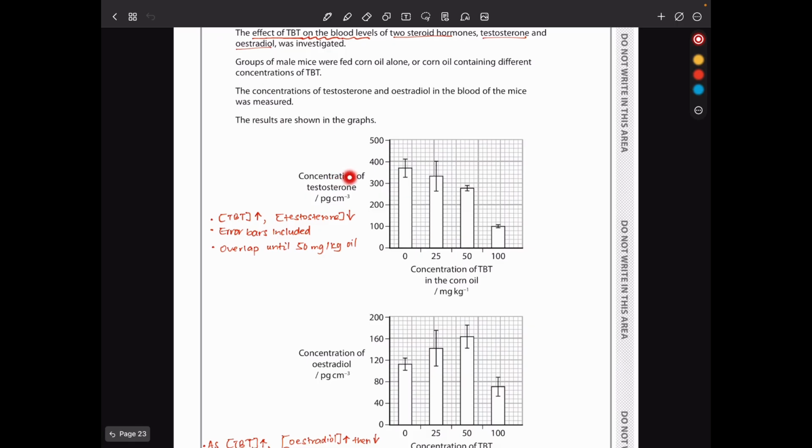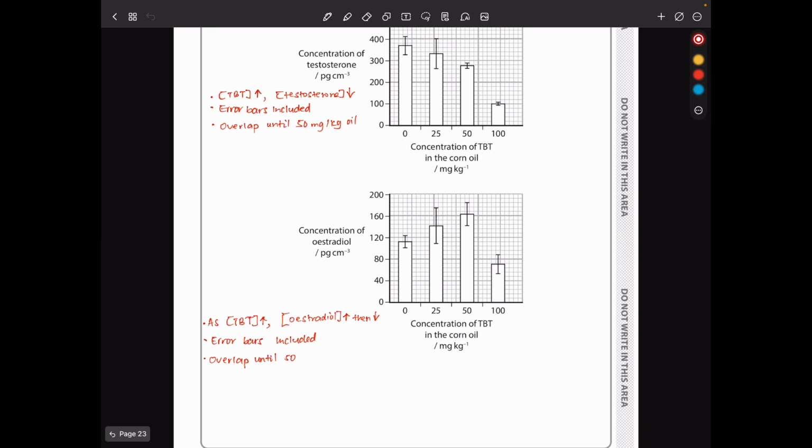So here we see there is a decrease in the concentration of testosterone as the concentration of TBT increases. Error bars have been placed, but there is overlap. We can see this and this overlap. There is also overlap actually among these three. That overlaps with that and this overlaps with that, but there is no overlap at higher concentration. Then here we see the concentration of estradiol. This increases, peaks at 50, and then it decreases. Error bars have been placed, meaning repeat experiments were carried out, but still there is overlap until 50. So these results are not significantly different.